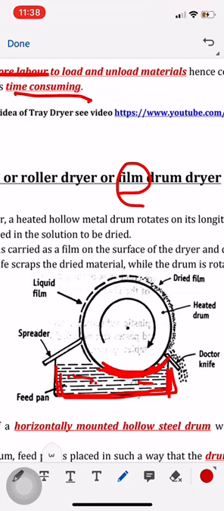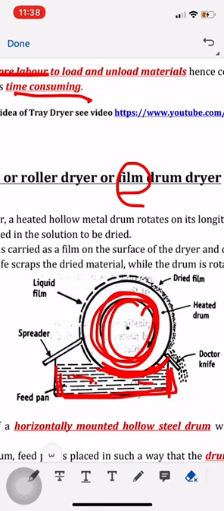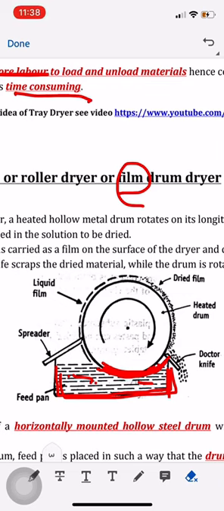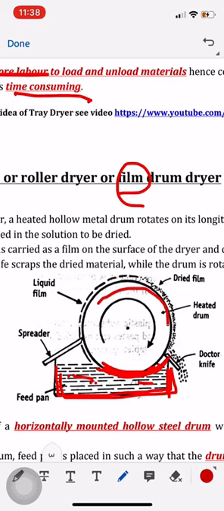Now what happens? The heater is in this part below. So the center part will be having heaters. So this drum will be heated up. It is rotating in this direction. So when your drum starts rotating from here, what happens? There is a spreader. The spreader will help in forming a uniform, thin film.